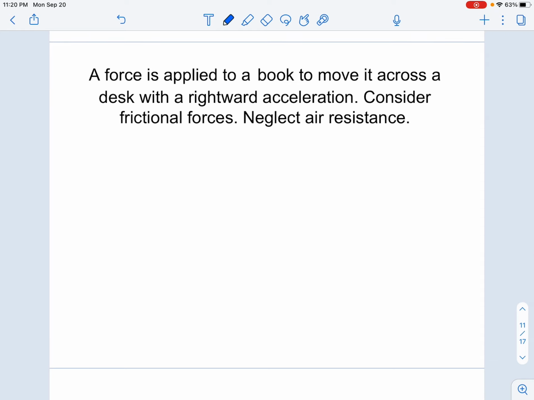A force is applied to a book to move it across a desk with the rightward acceleration. Consider frictional forces, neglect air resistance. Chances are you were able to come up with these two force vectors from the reading. Every object is going to have a downward force due to gravity. Now, it did not talk about the gravitational force. It did not talk about anything working on the vertical axis with the gravitational force.